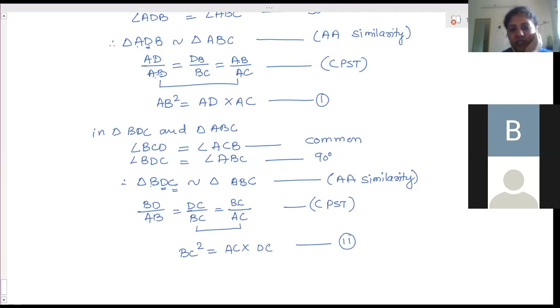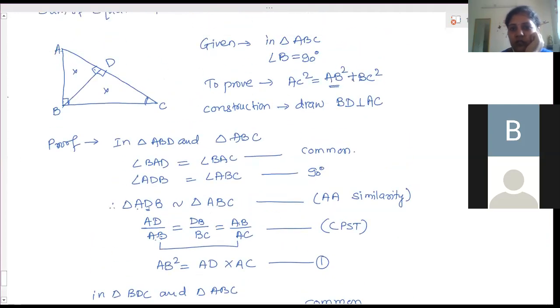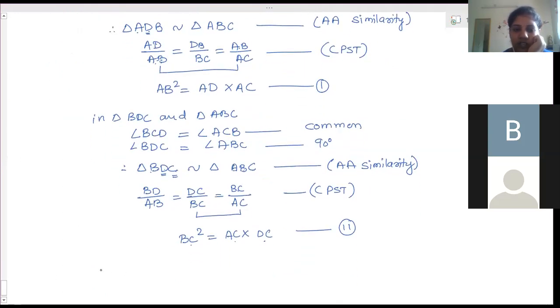The first equation is AB square is equal to AD into AC. And the second equation is BC square is equal to AC into DC. Add both of them, because we have to add AB square plus BC square. We have to show the sum of these two is equal to the third side AC square. So for that we need to add first and second, adding 1 and 2.